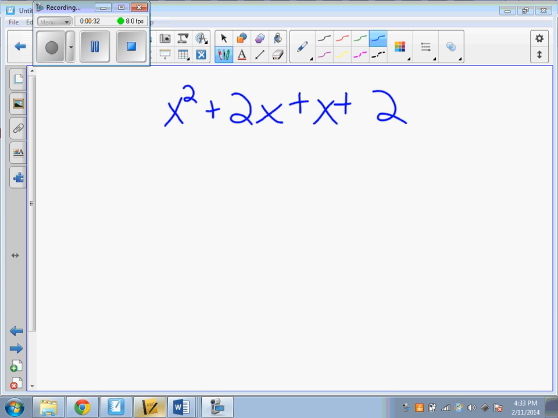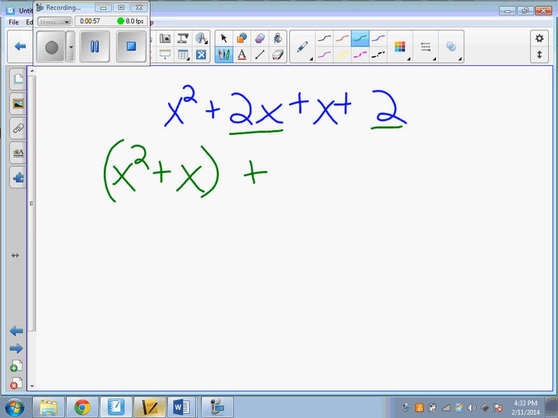doesn't. So I want to take a look at the 2 and see if there's another term in there that has something that I can factor with 2. And I take a look at the 2x. So what I want to do is pair the x squared plus the x together, plus I'm going to pair the 2x and the 2 together. So all I've done is rewritten my polynomial, but I've paired up x squared plus x plus, and then I've paired up the 2x plus 2.